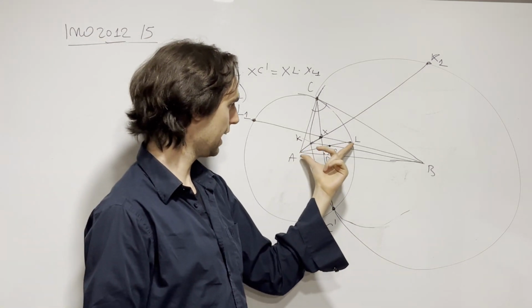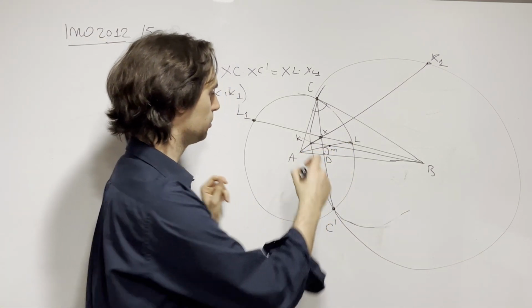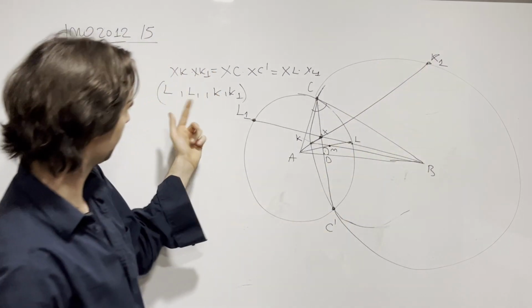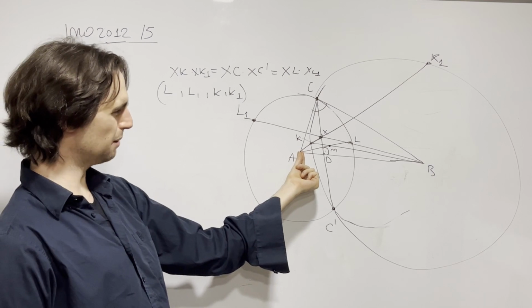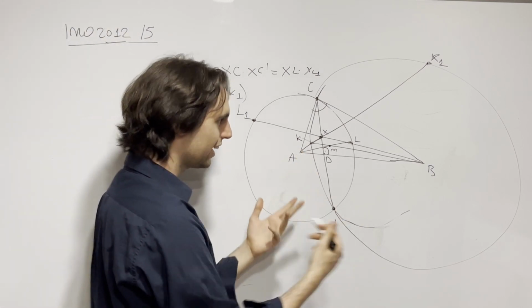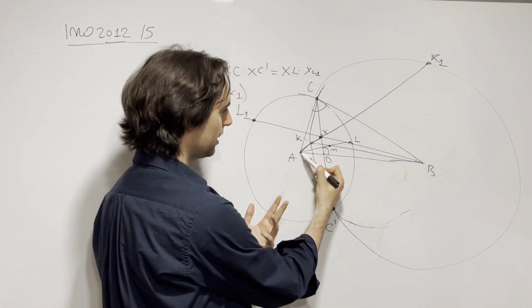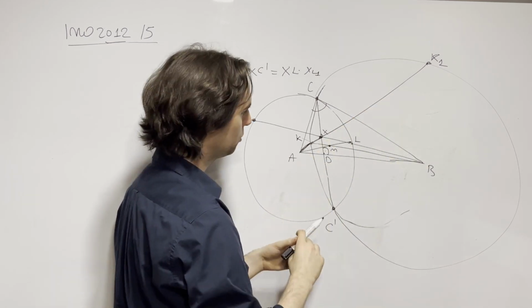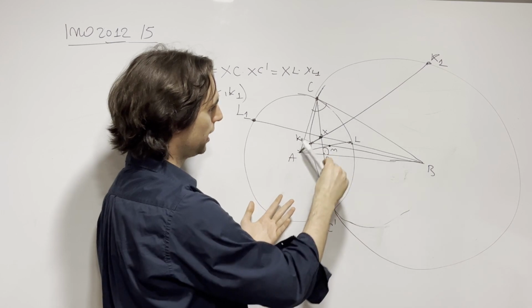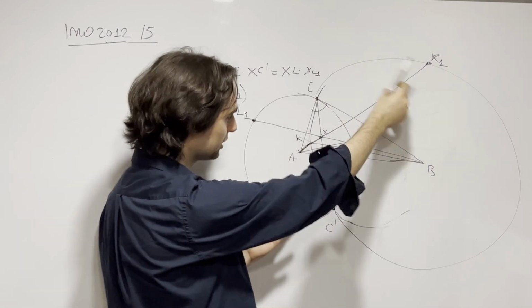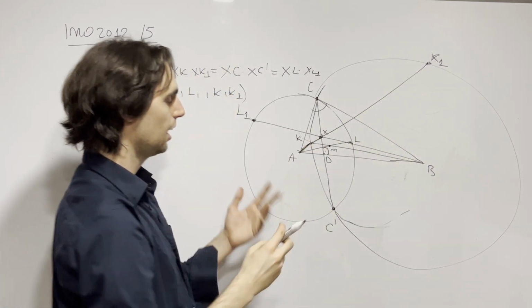Let me use the fact that AL is equal to AK times AK1. Like, I've had this circle now, which I didn't have before. A as a power of point. I have AK times AK1. And what's that equal to? It's equal to the power of point of A with respect to this big circle. And that is equal to what?